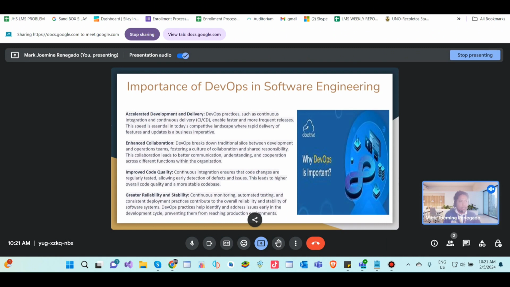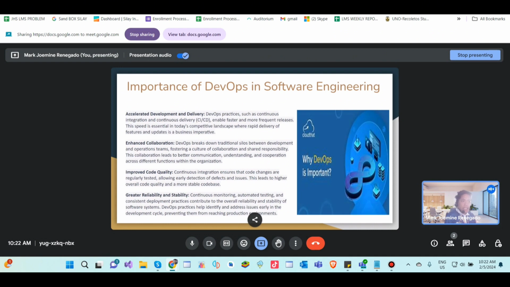So next, we are now on the importance of DevOps in software engineering. Number one importance is accelerated development and delivery, like agile development. By using DevOps practices such as continuous integration and continuous delivery, CI/CD, it enables faster and more frequent releases. This speed is essential in today's competitive landscape where rapid delivery of features and updates is a business imperative. Imagine in less than a week or a month, they can provide releases or updates of their systems while using DevOps because of the collaboration of development and operations.